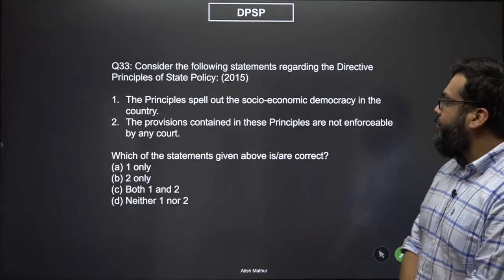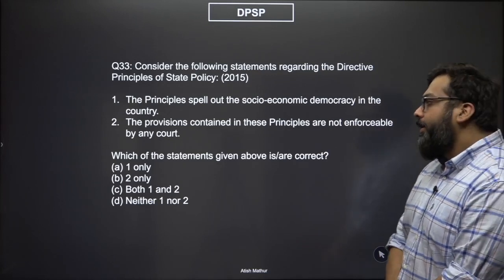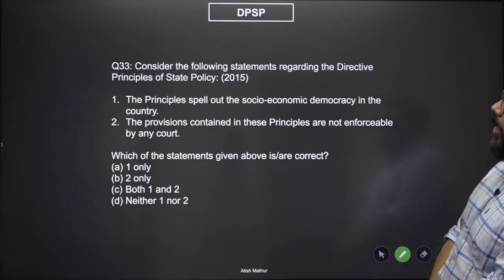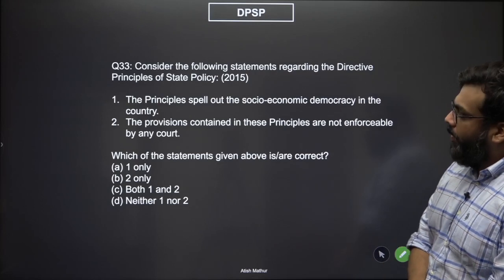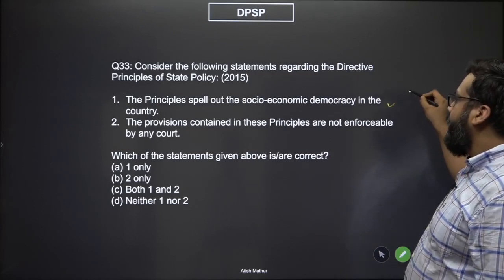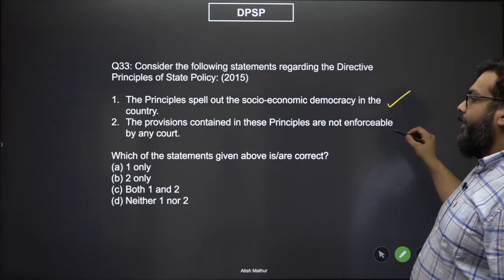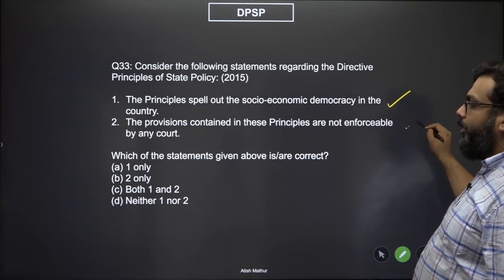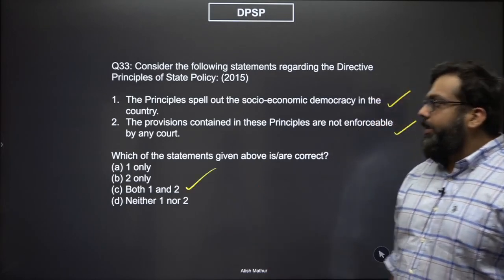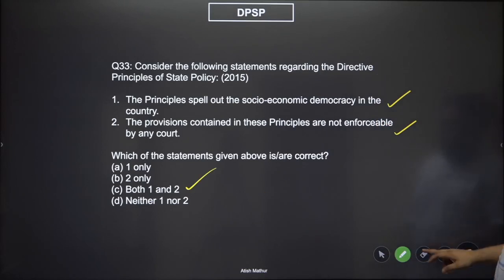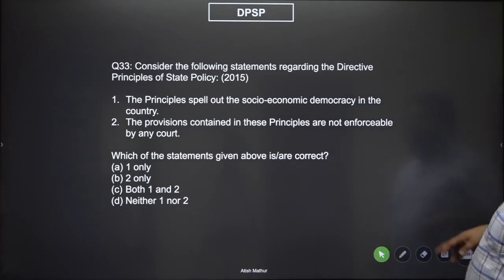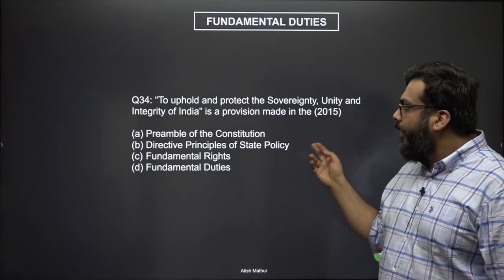Now, consider the following statements regarding directive principles of state policy. 1, they spell out the socio-economic democracy in the country. 2, the provisions contained in these principles are not enforceable in a court. Do they spell out socio-economic democracy? Yes, they do. Are they enforceable in court? No, they are not. Both the options are correct. The answer is C. You see how easy the questions are? You don't have to worry too much about it. These are 10-second questions. There you go.